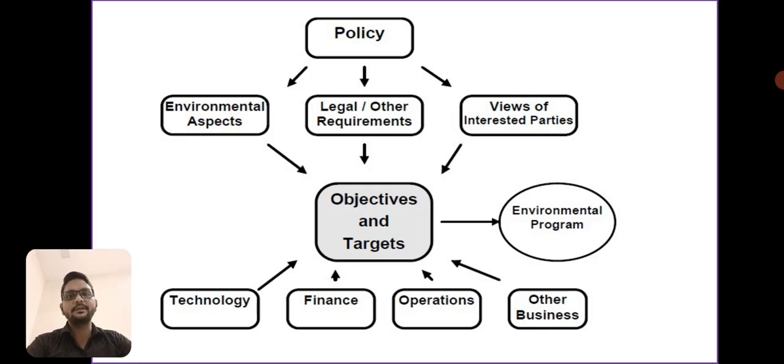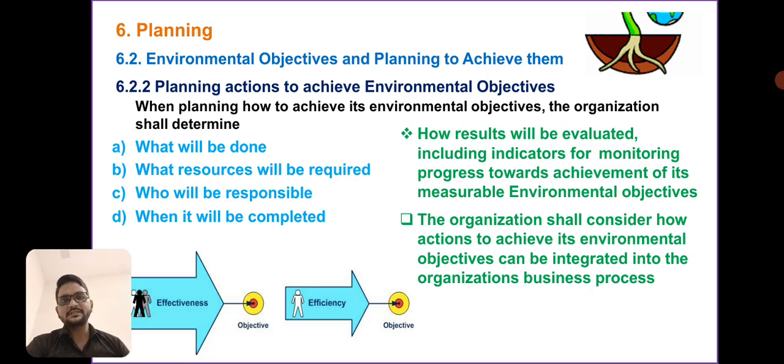Now, at the top is the policy, related to environmental aspects, legal and other requirements, and the views of interested parties. Then objectives and targets are the output, and these are the inputs: business, operations, finance, technology, environmental aspects, legal requirements, other requirements, and the views of interested parties. These are the inputs, and the output is the environmental program. Now next is the environmental objectives and planning to achieve them.